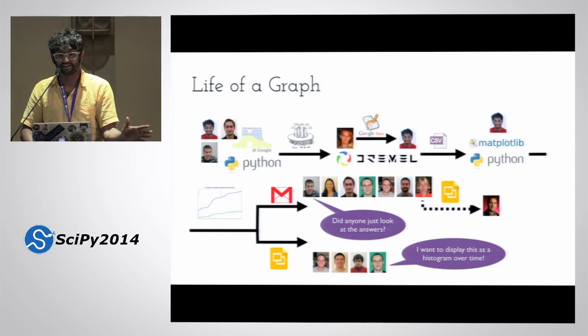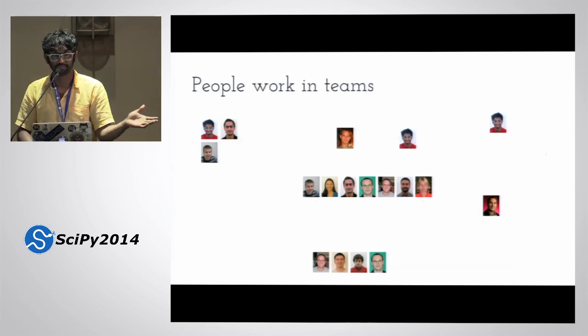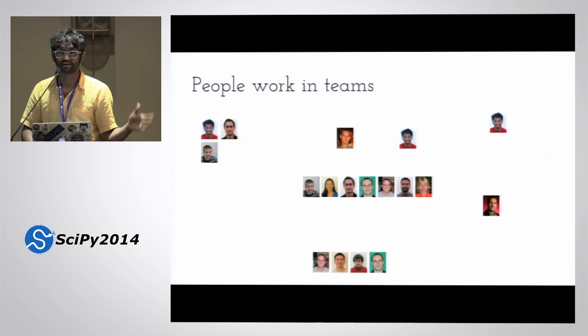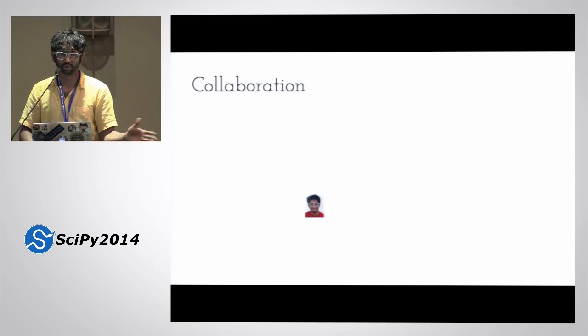So this is what analytics looks like. It doesn't exist in a vacuum. There are a number of different people that work on it. People work in teams. And collaboration is key to analytics. So what do I mean by collaboration?